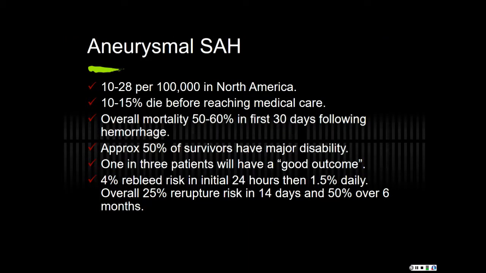Aneurysmal subarachnoid hemorrhage: the incidence is 10 to 28 per 100,000 in North America. Unfortunately, up to 50% die before ever reaching the hospital. 50% of the survivors have a major disability, and by the way, only a third will have a good outcome. So the bottom line is, if you have a risk for an aneurysm, if you have a family history, if you're on oral contraceptives, if you have a history of polycystic kidney disease or a family history of polycystic kidney disease, it may behoove you to have a discussion with your physician, or for you to have a discussion with your patients, about a screening MRA. Okay?